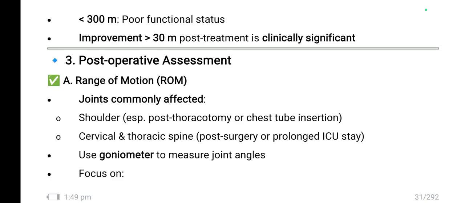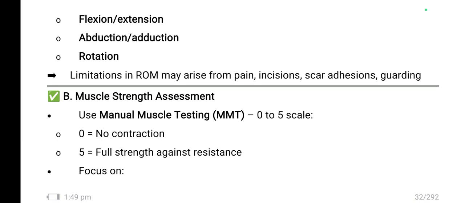Post-operative assessment, range of motion. Joints commonly affected: shoulders, especially post-thoracotomy or chest tube insertion, and the cervical and thoracic spine, post-surgery or after a prolonged ICU stay. Use goniometry to measure the joint angles, focusing on flexion, extension, abduction, adduction, and rotation. Limitations in the range of motion may arise from pain, incision, scar adhesions, guarding, etc.